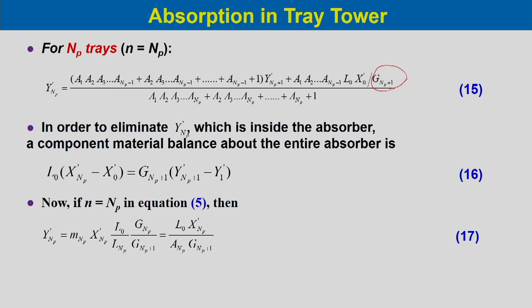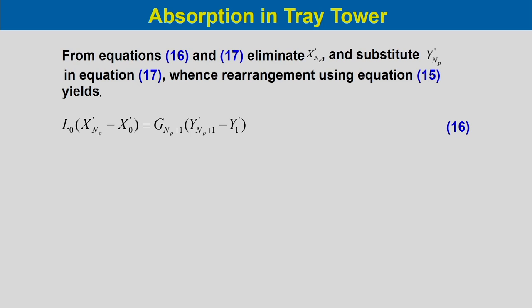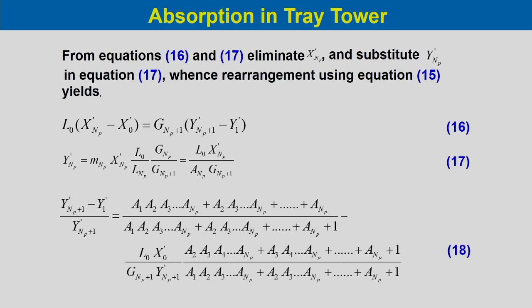So, this is the equation, and then from equation 16 and 17, eliminate x n p and substitute y n p dash in equation 17. So, this is equation 17, and if we do the rearrangements using equation 15, we will have equation 18, which is free from any composition inside the column.